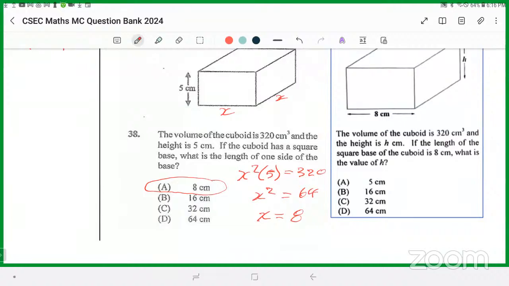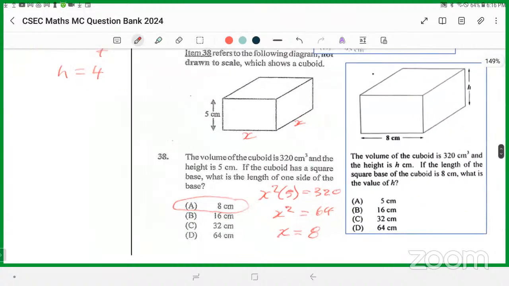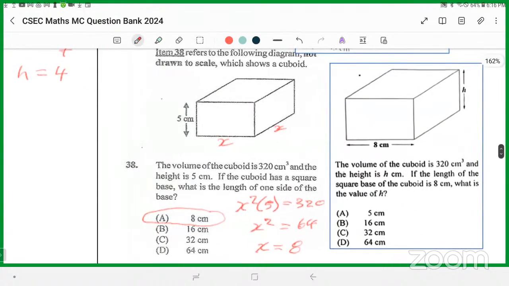All right. Over here, the same calculation, but this time they want the height. See, they give us the length of the side of the square base now, which is 8. Again, the volume is the same, 320. And they say the height is h, and the length of the side of the square base is 8 centimeters. So this is 8, and this is also 8. It's the same shape, same object.